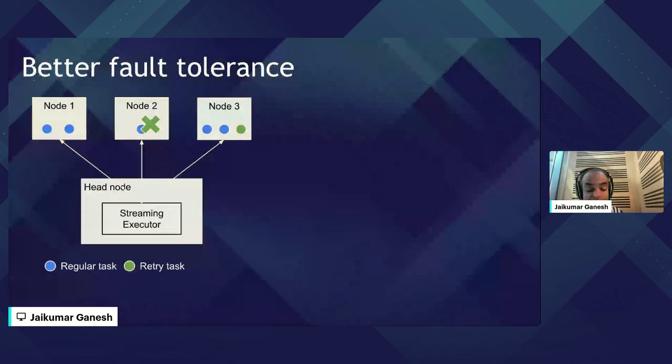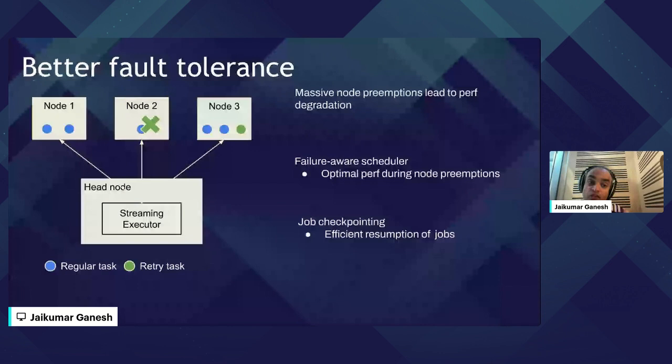A big aspect in AI systems is that spot nodes are used and they can get preempted at any point in time. So your system must handle massive node preemptions. So there's a failure-aware scheduler. This is again built in. It provides options, and we have job checkpointing built in so that we are able to efficiently recover. You see over here, node 2 fails and this job has resumed on node 3.